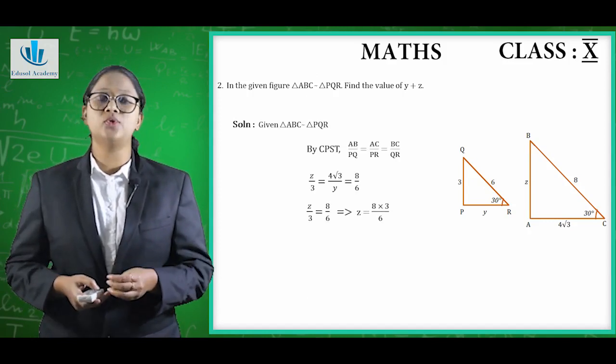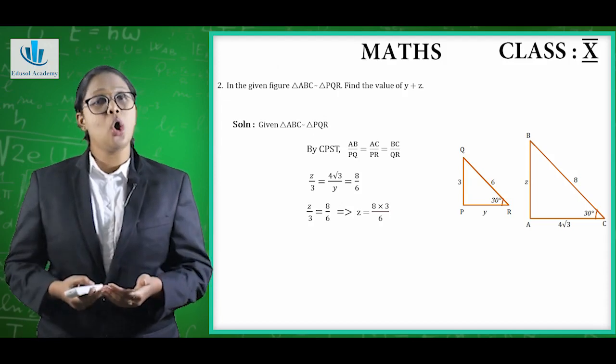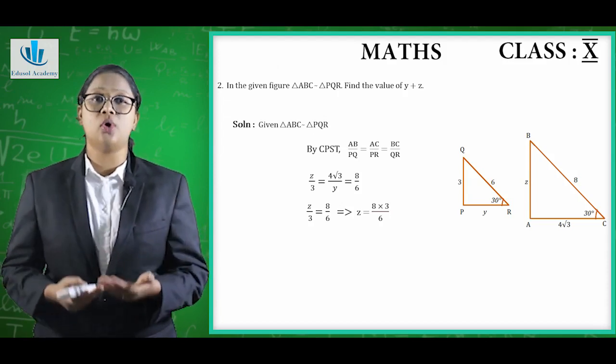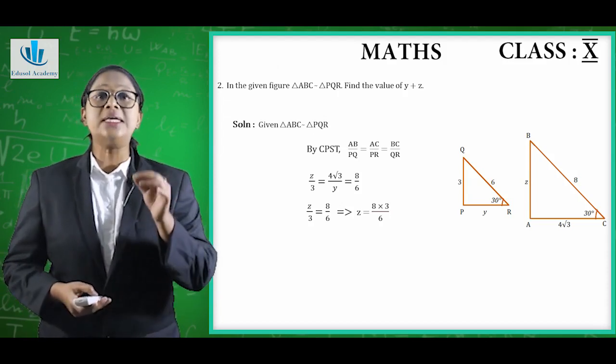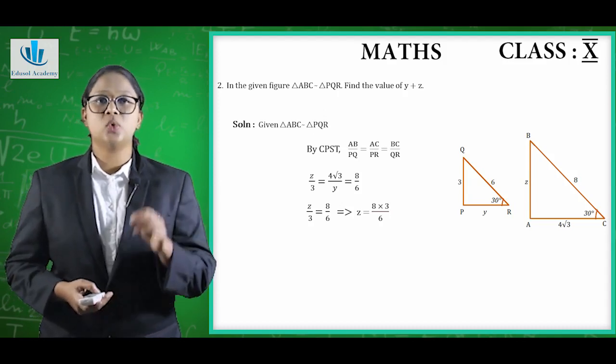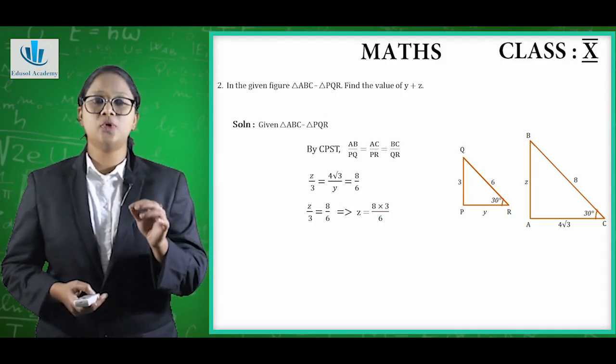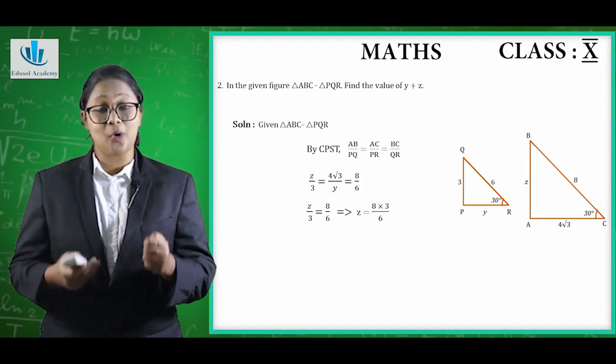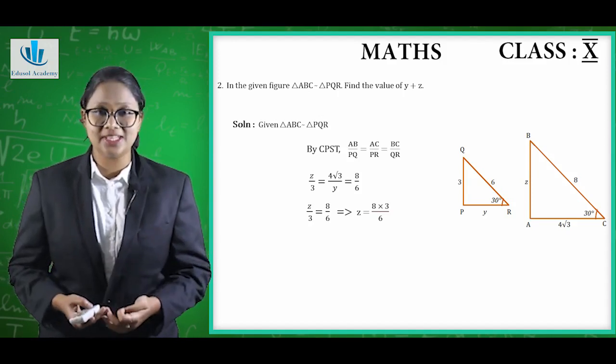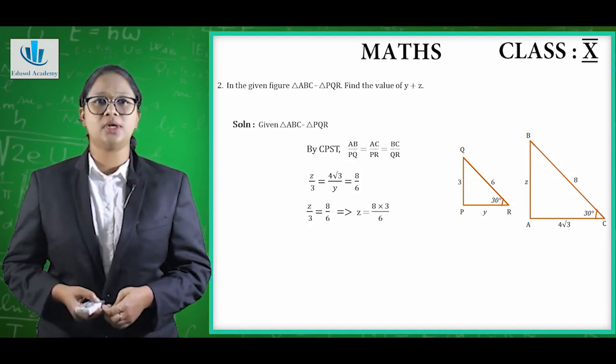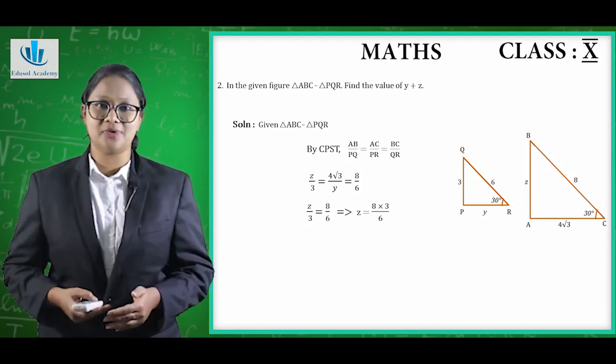So all you have to do is compare the ratios of these triangles using the similarity criterion. So let's prove that it's already been given that triangle ABC is similar to triangle PQR. So they have already simplified it for us.